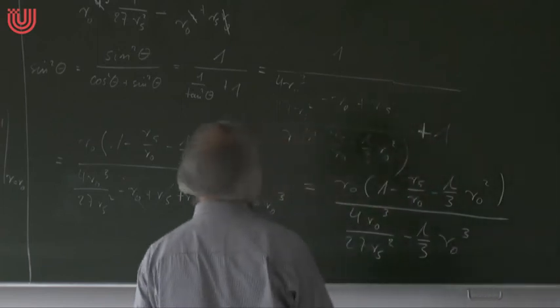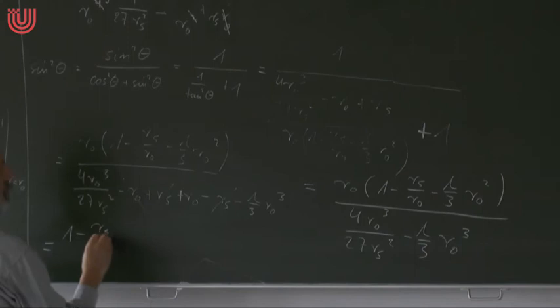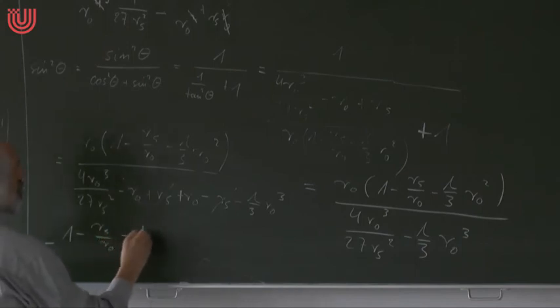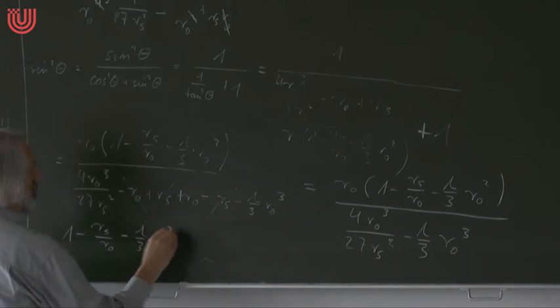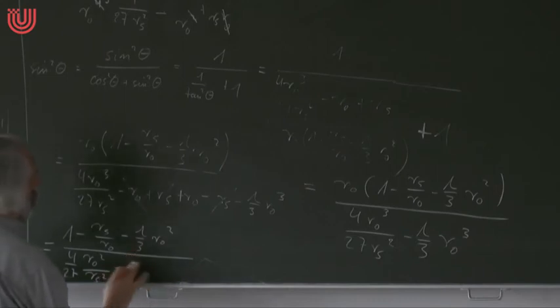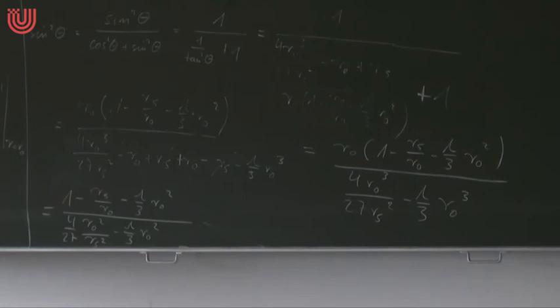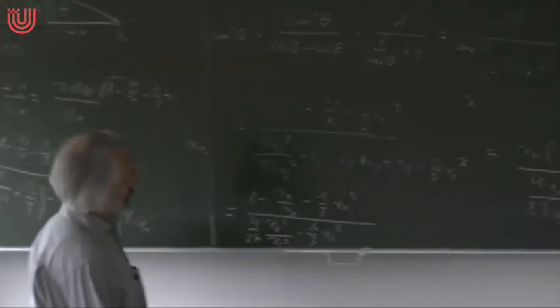I think we can divide by one more RO, right? Yeah, let me write it here. I think I can squeeze this here. I can divide by RO. I have 1 minus RS over RO minus lambda third RO squared divided by 4 divided by 27 RO squared RS squared minus lambda third RO squared. And that's supposed to be sine squared.